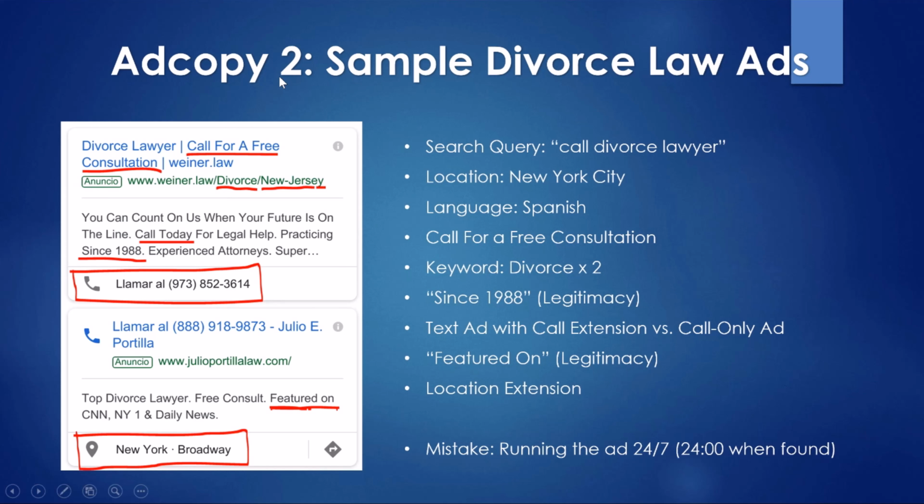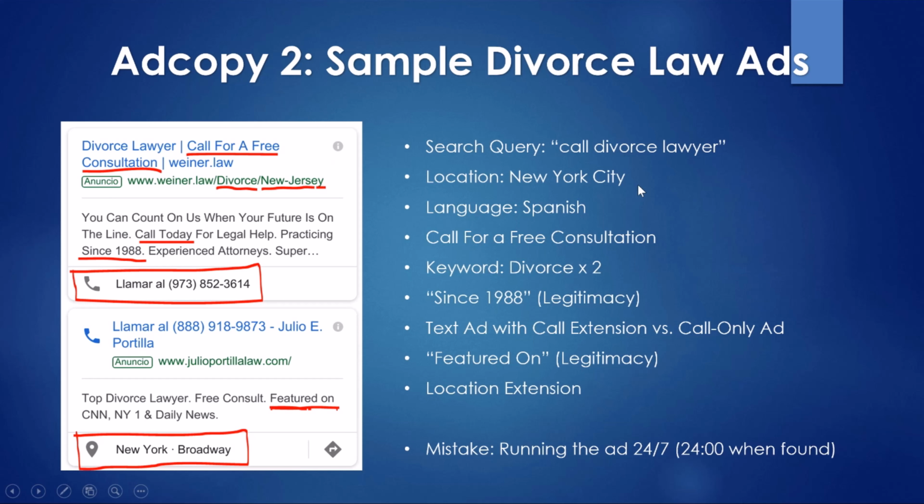So the second type of ad copy we're going to look at is sample divorce law ads. This was literally done at 12 o'clock midnight. So I want to first point out that one of the biggest mistakes this advertiser is making is that he's running their ads 24/7. Now, these law firms are obviously not open 24/7, but someone is still running these ads. Unless, of course, everything is going to voicemail, which is fine as well. But usually if someone's calling a lawyer, they want to get on the line as quickly as possible.